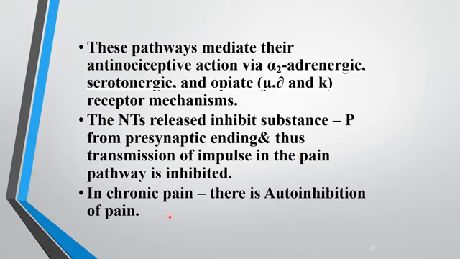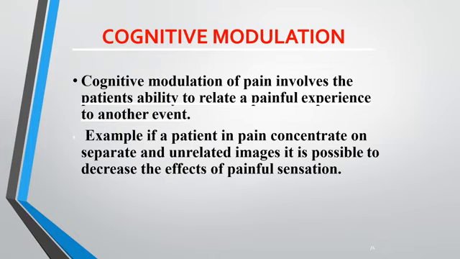And in chronic pain, that is pain which lasts more than 6 months, some patients will have pain throughout their lifetime. Like rheumatoid arthritis patients, they have pain always because of joint swelling, and joint pains will be there. Naturally the body has kept this auto inhibition of pain by the release of these substances and inhibition of substance P from the presynaptic endings. So till now we have seen the different types of modulation at the peripheral, spinal cord and supraspinal levels.